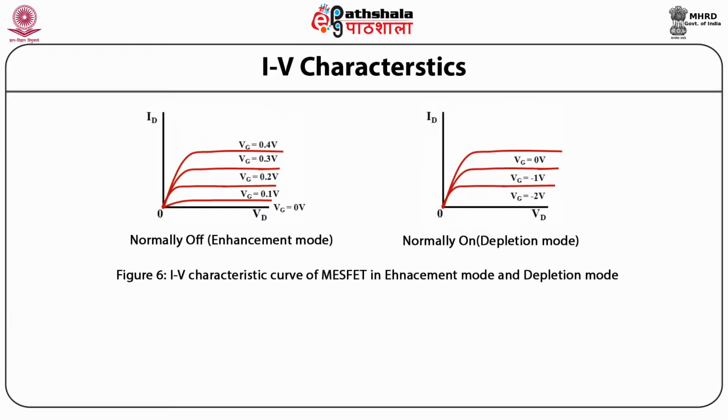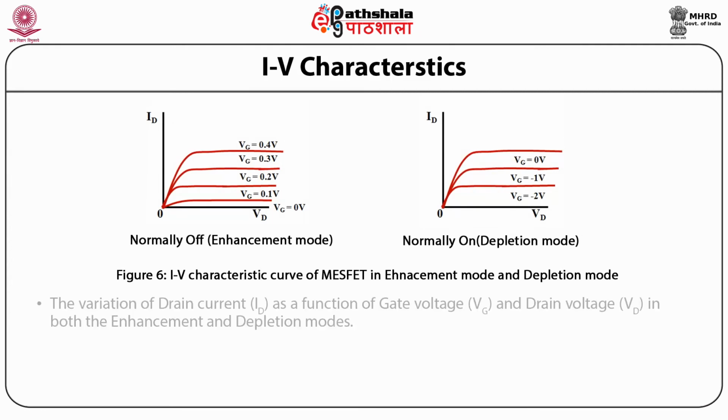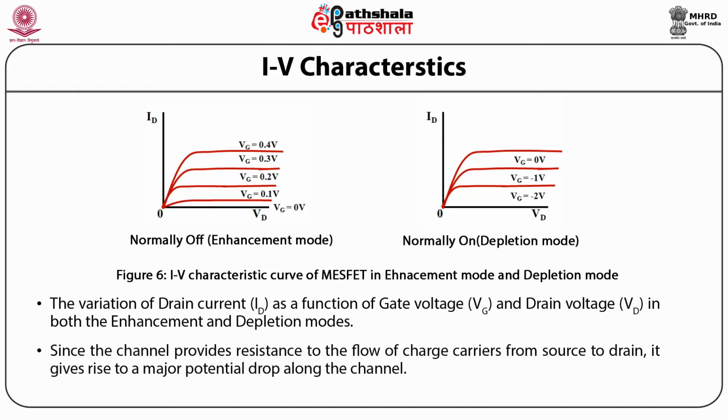So students, the figure over here shows the variation of drain current ID as a function of gate voltage VG and drain voltage VD in both the enhancement and depletion modes. Since the channel provides resistance to the flow of charge carriers from source to drain, it gives rise to a major potential drop along the channel.